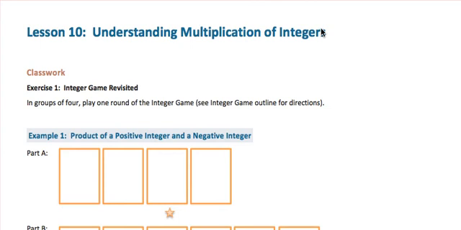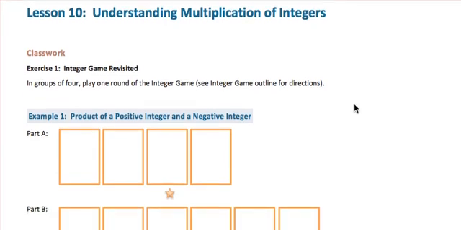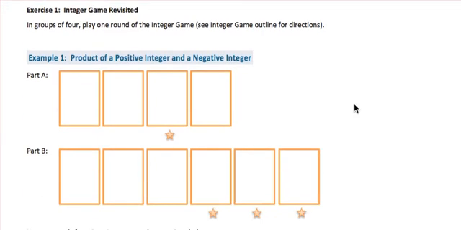In Module 2, Lesson 10, we'll start our study of multiplying integers with a round of our integer game. So you're being asked to draw 4 integers, and I will suggest in your integers, perhaps you get a 3, and then a -2, and then maybe a -5, and finally a 4.